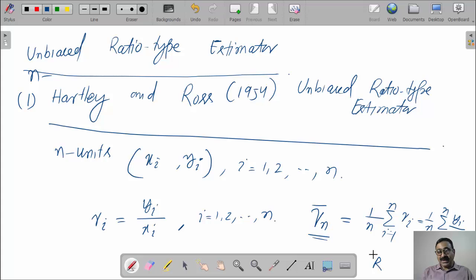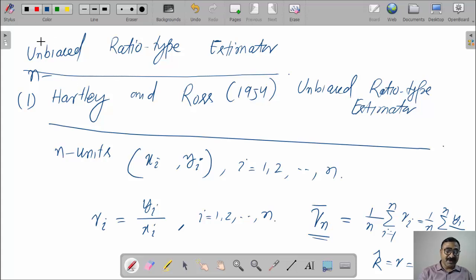And R cap we have obtained, that is equal to y bar by x bar. This is the ratio of means, that is the difference. So, we use this R_n bar to reduce the bias of the ratio estimator.